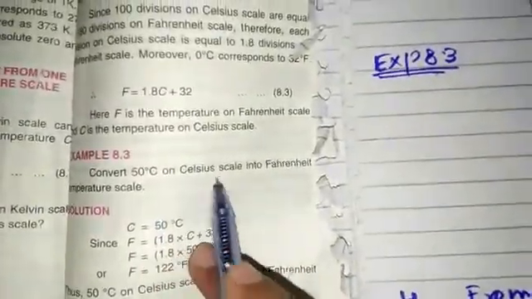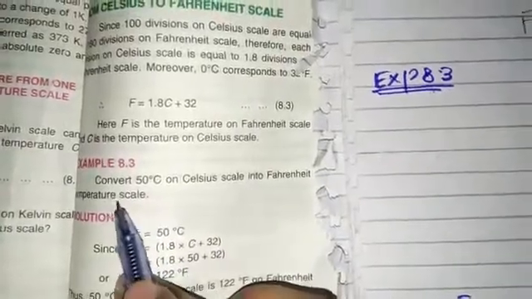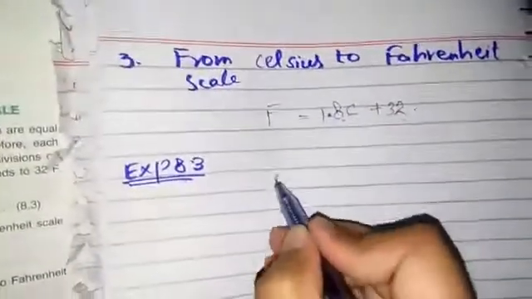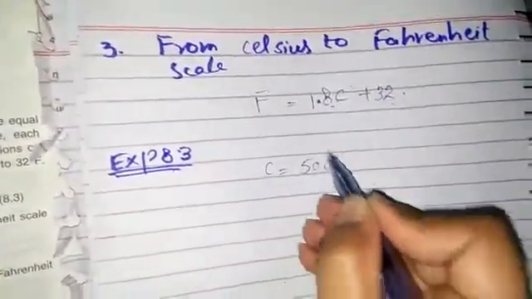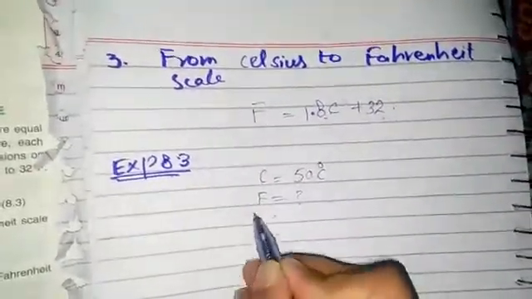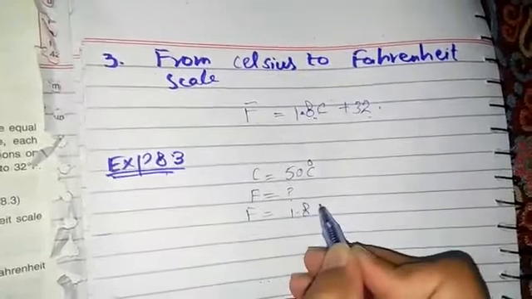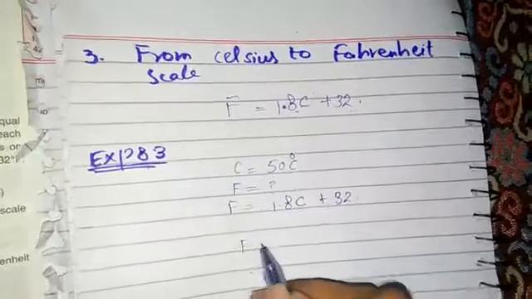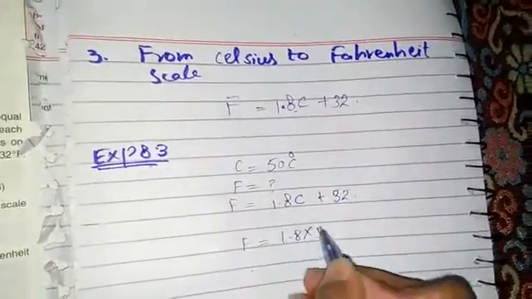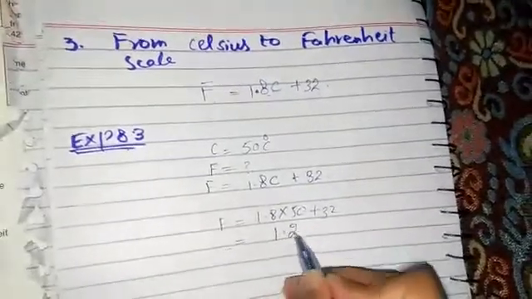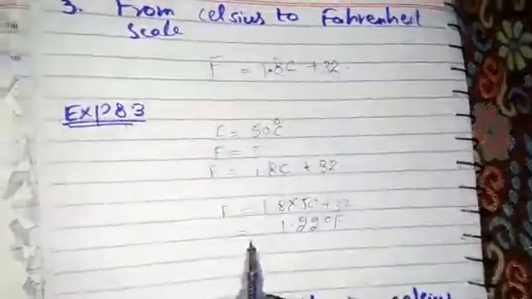The statement of the example is, convert 50 degrees Celsius on Celsius scale into Fahrenheit of the Fahrenheit temperature scale. So our given data is temperature in Celsius scale, that is 50 degrees. We have to find the temperature in Fahrenheit scale. Formula of the conversion is 1.8 C plus 32. By putting values 1.8 multiply 50 plus 32, our answer becomes 122 Fahrenheit scale.